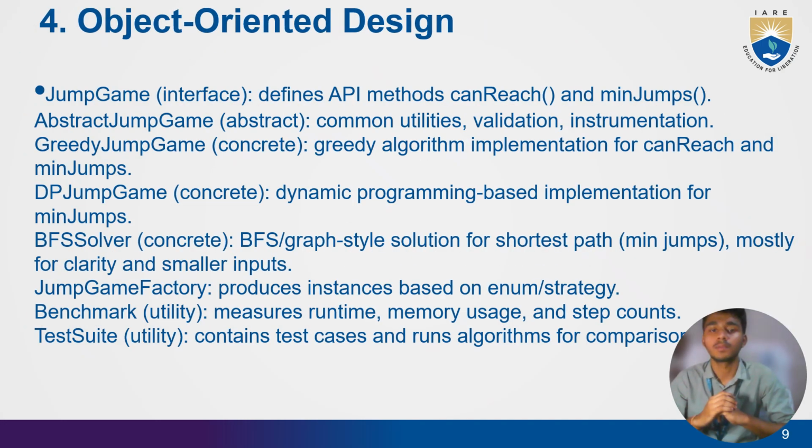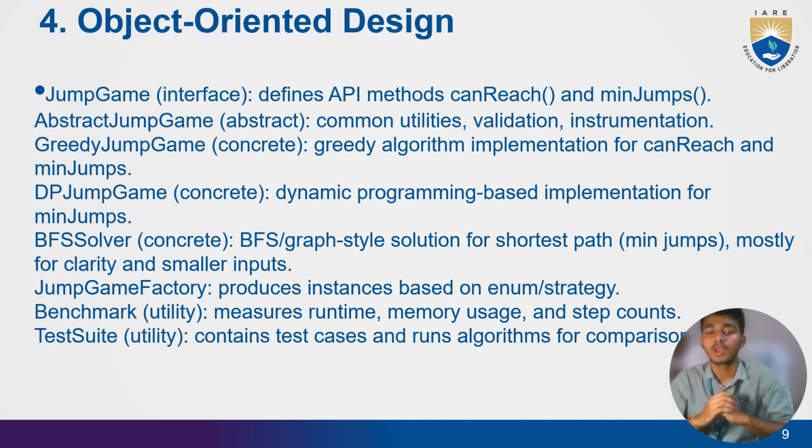Object-oriented design. The JumpGame interface defines the API methods canReach and minJumps. AbstractJumpGame is an abstract class with common utilities, validation and instrumentation. GreedyJumpGame is a concrete class with the greedy algorithm implementation for canReach and minJumps. DPJumpGame is a dynamic programming based implementation for the minJumps method. BFSSolver is a BFS graph-style solution for shortest path minJumps, mostly for clarity and smaller inputs.